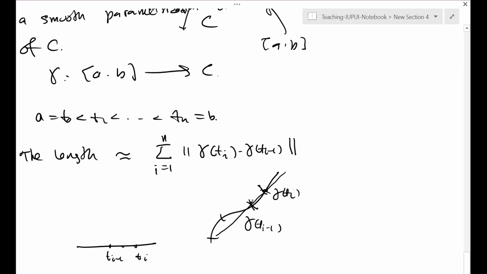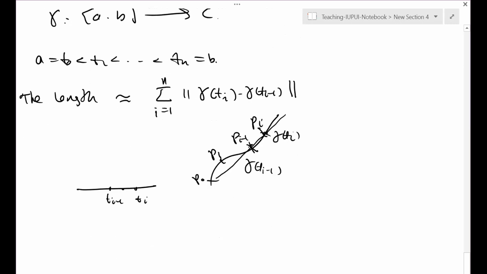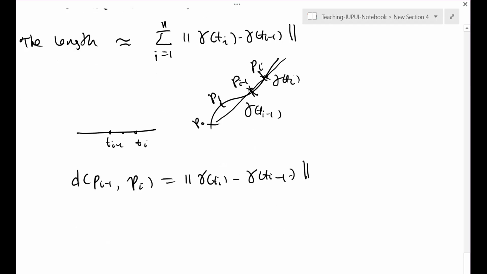So the distance between those two points, I can call them P_{i-1}, P_i, and P_0, P_1. The distance between P_{i-1} and P_i is just the length of gamma(t_i) minus gamma(t_{i-1}). It's the difference of two vectors. So add them together, there will be a total, right? So the length is going to be the sum of this.